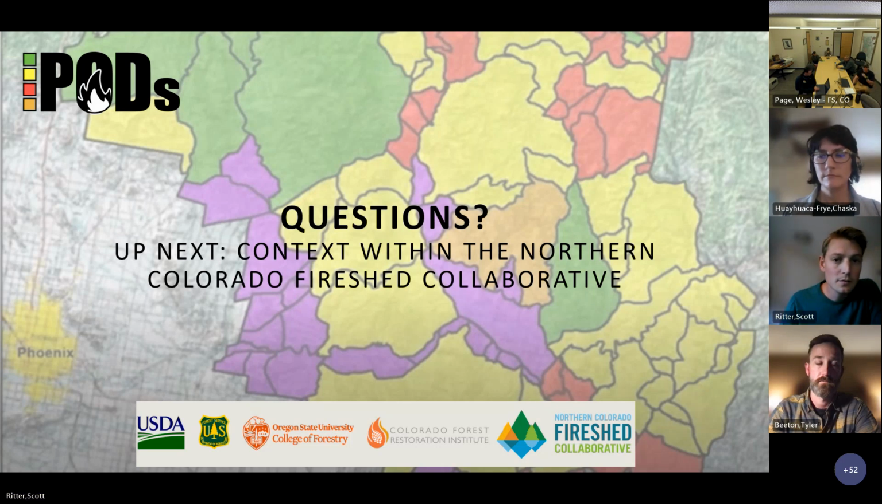Yeah, go ahead, Meg. On that note, once pods are identified, are you intending to run different fire behavior models, like extreme, very high, on those pods with maybe different treatments or densities? Just wondering if you're going to run different modeling to see how they withstand that kind of fire behavior.